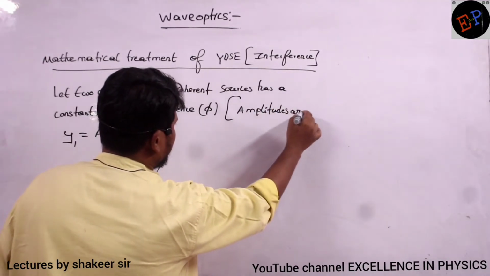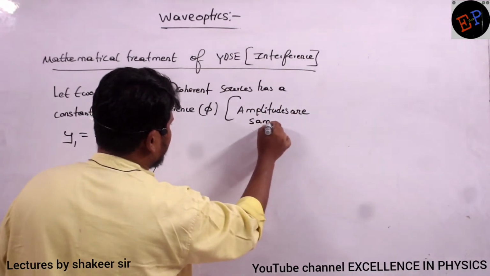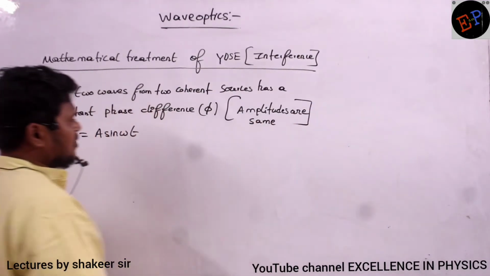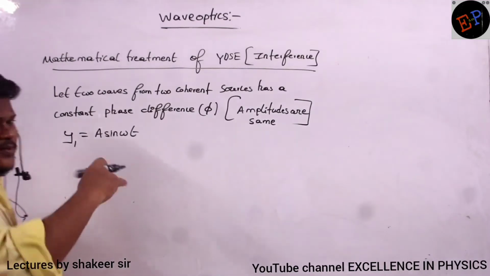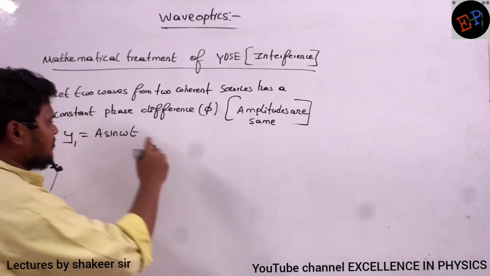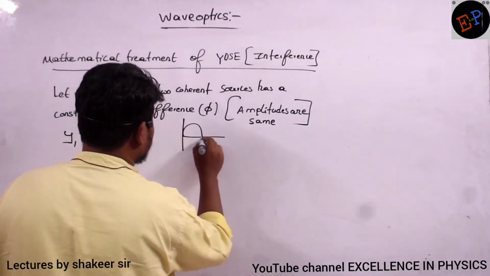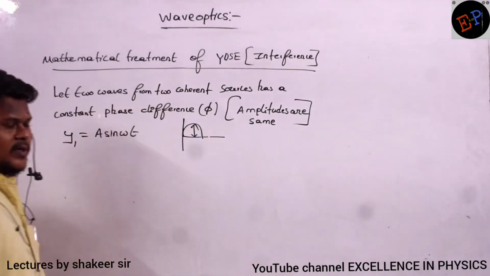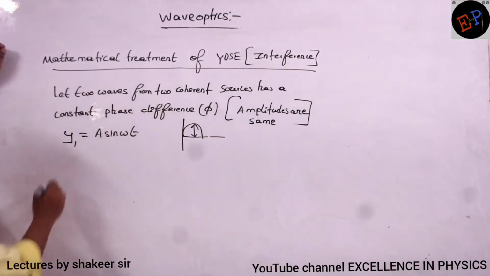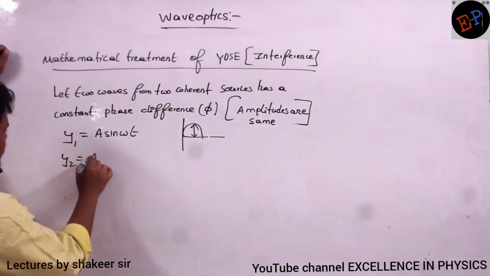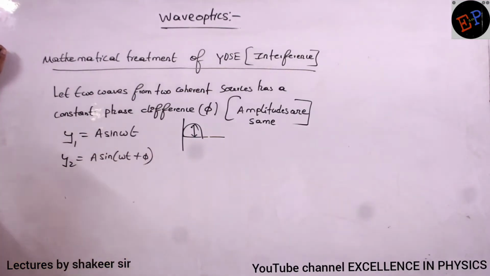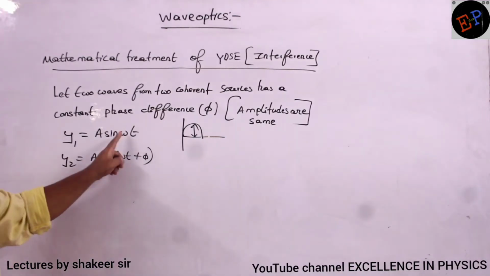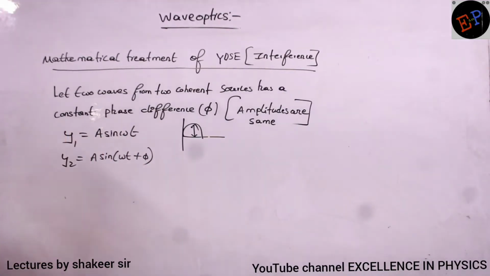What is meant by amplitude? You say you understand amplitude, but you don't know what amplitude is. So the height of the wave is called the amplitude. This is called the amplitude of a wave. Clear? So let the amplitudes be equal, but they have some constant phase difference of pi. What is pi here? Pi is the phase difference between the first wave and the second wave. Are you able to understand now?